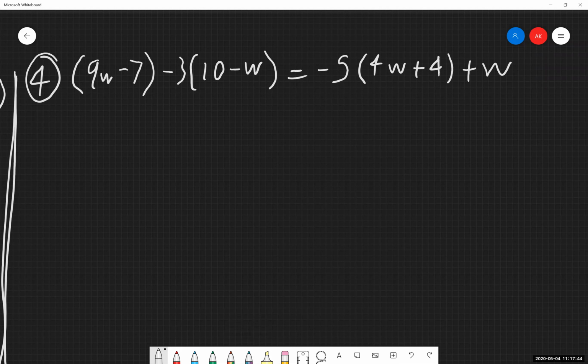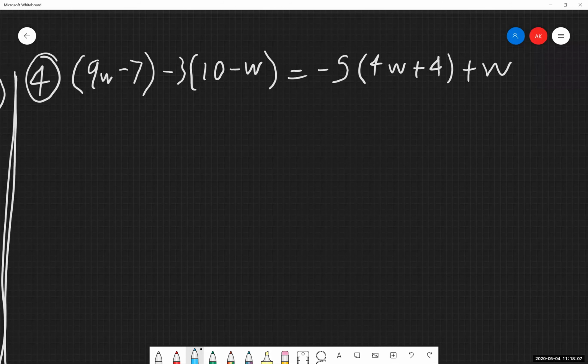Okay, so we're identifying the variable that we are solving for. We're solving for w. Okay, so we got that taken care of for us. Now we want to simplify both sides of the equation before we do any kind of addition, subtraction, multiplication, or division back and forth. So on the left-hand side, I'm going to just focus on that for now. So I'm going to simplify that first.